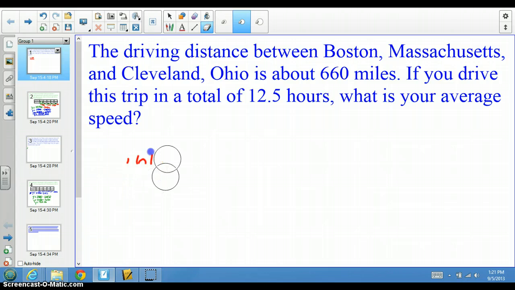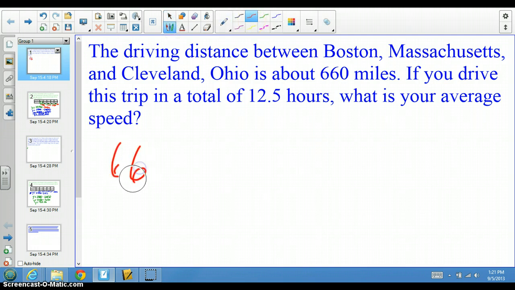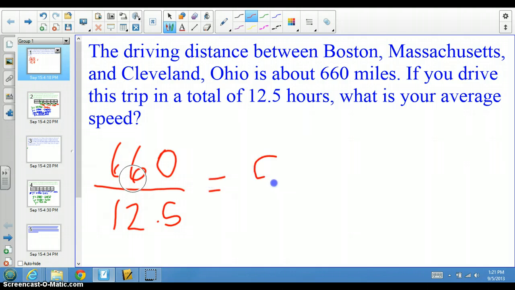So 660 divided by 12.5 to get 52.8 miles per hour.